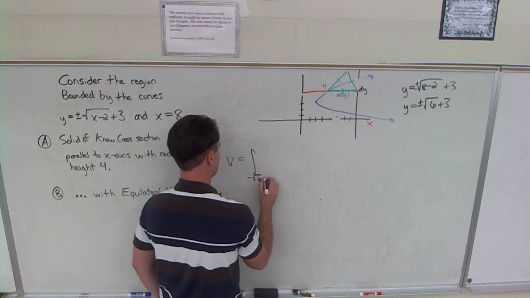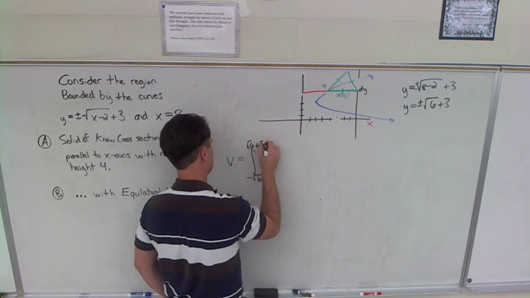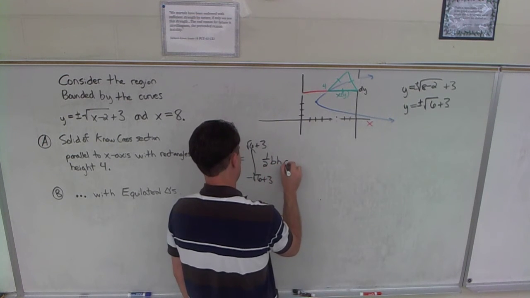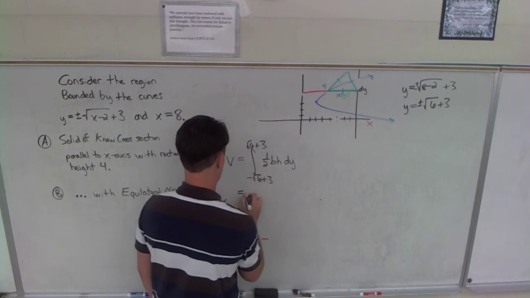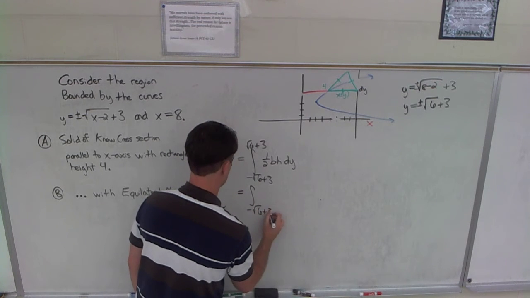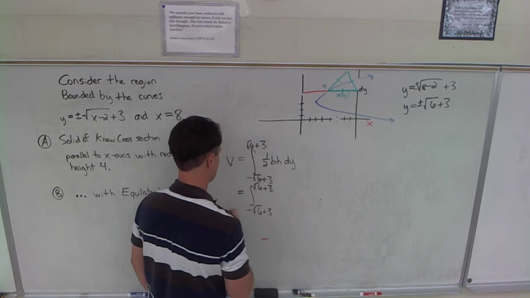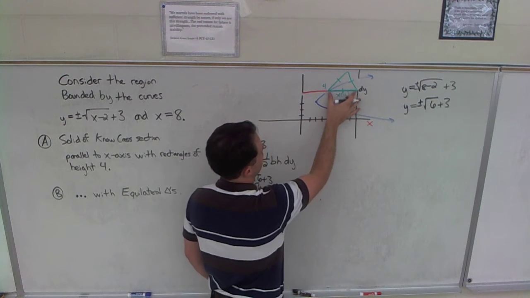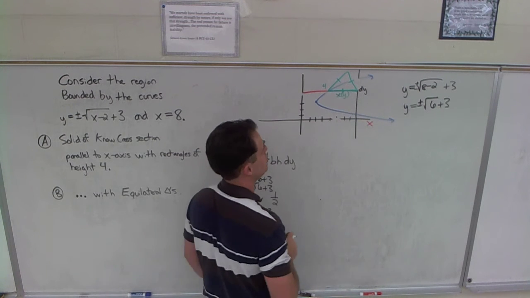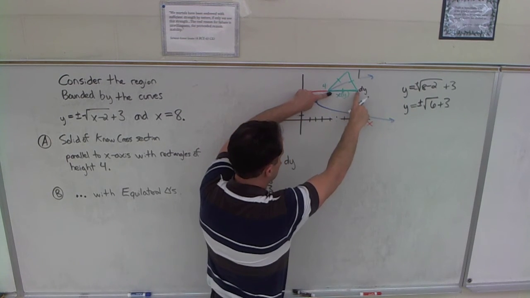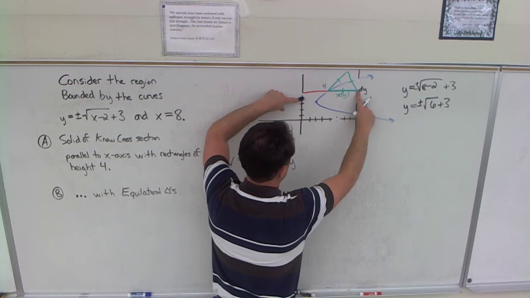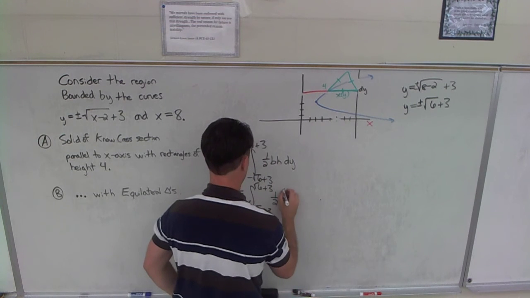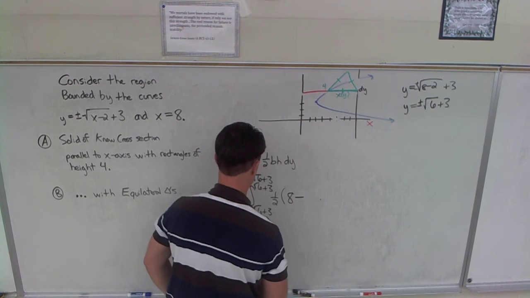So we're going from negative root 6 plus 3 to root 6 plus 3. And area of a triangle is 1/2 base times height, dy. So that's going to be negative root 6 plus 3 to positive root 6 plus 3, 1/2. Okay, so now we need to say, what's the base of this? The base of this is that same distance we were looking at in the previous problem. It's this. So how long is this? Well, it's 8 minus the red. So it's going to be 1/2 8 minus, and what did we have a second ago?